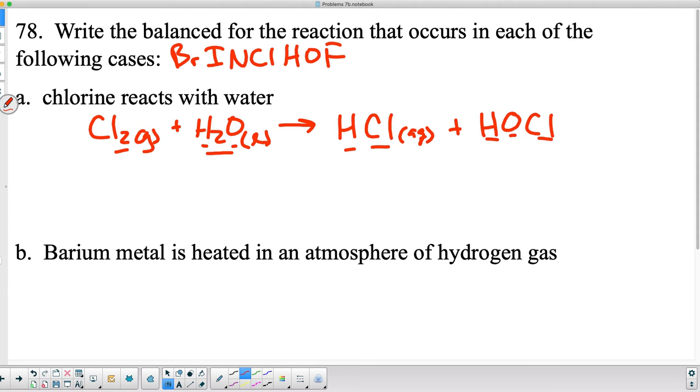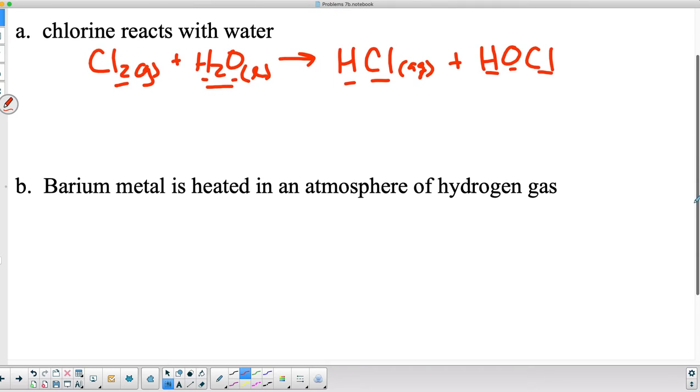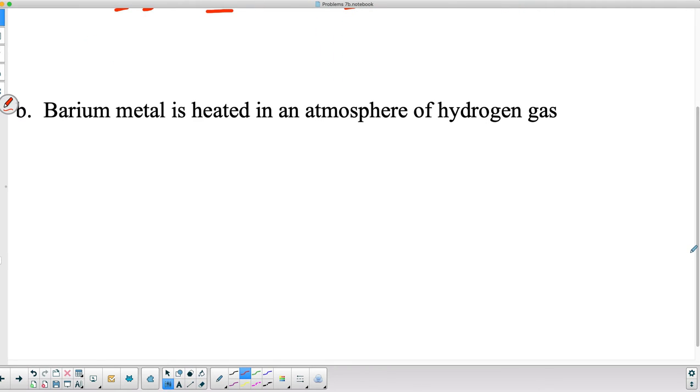Okay, so how about barium metal is heated in an atmosphere of hydrogen gas? Now here's what I know. What I know is that sometimes hydrogen can be a +1, sometimes it can be a -1. Actually, most of the time it's a +1, and then only sometimes when you have reactive alkaline or alkali metals, it can turn into a -1, and it has the same electron configuration as helium.